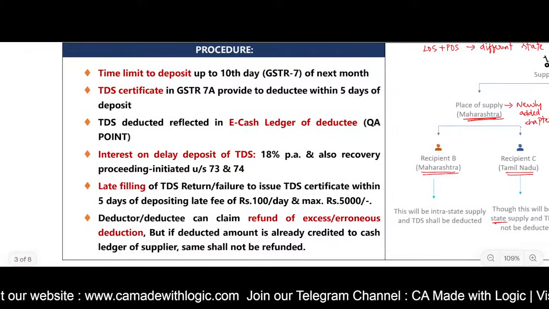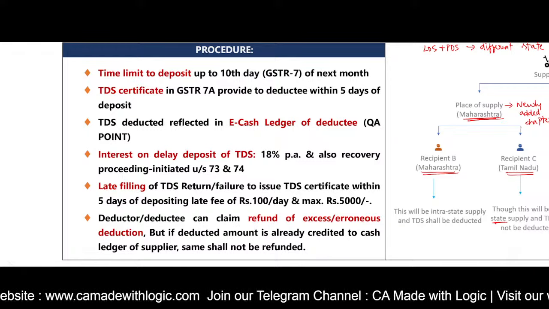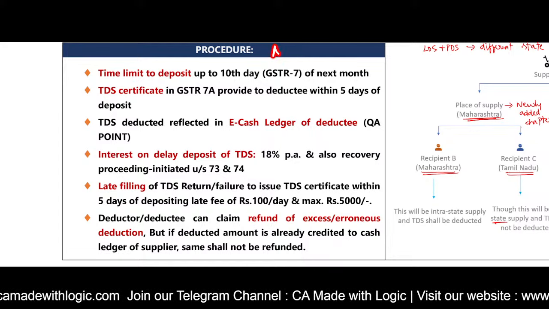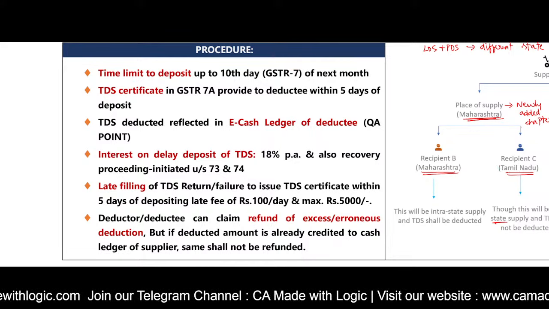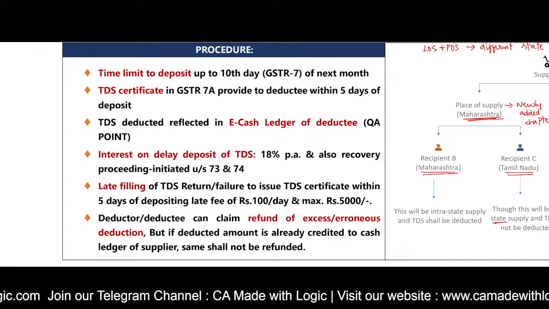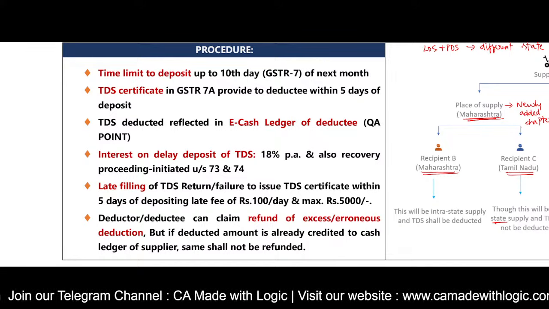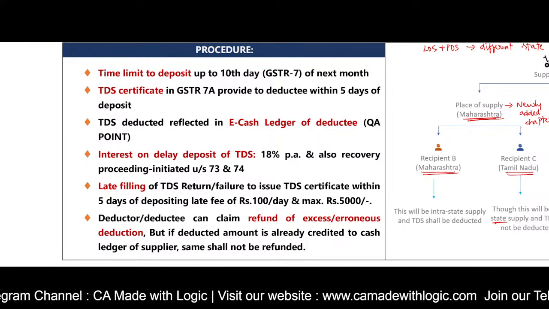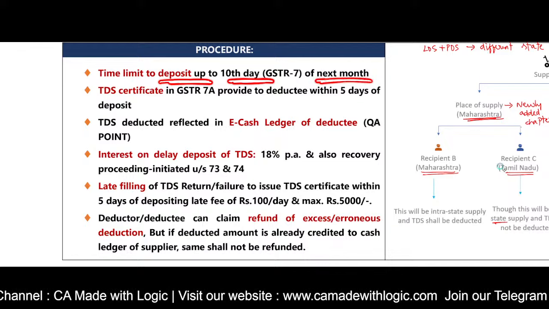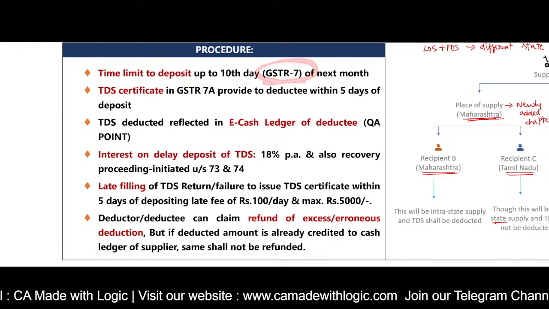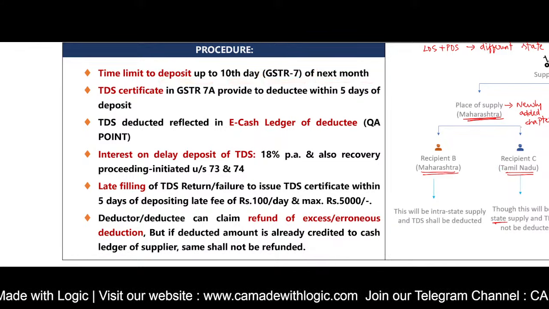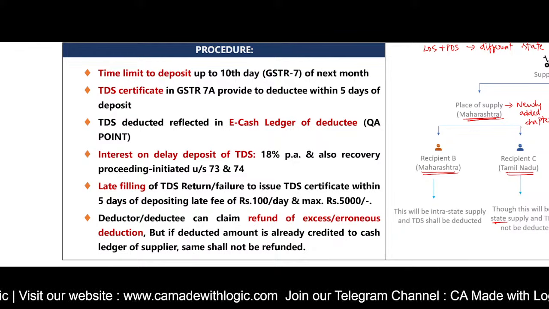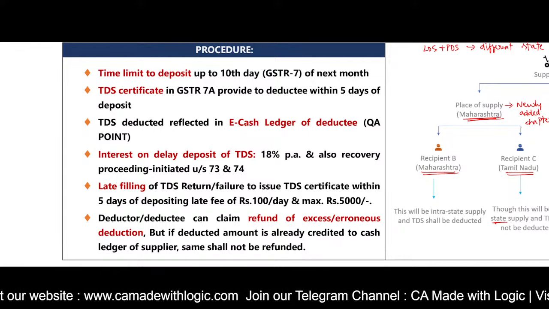So this is how we have completed it, and now comes the very simple part, which is the procedural part. They can give it in the form of MCQ, but a question answer is not expected from the procedural part. What is the time limit up to when you need to deposit the amount? The time limit to deposit is the 10th of the next month. GSTR 7 has to be filed by the recipient, the central government, and they have to deposit it to the central government.